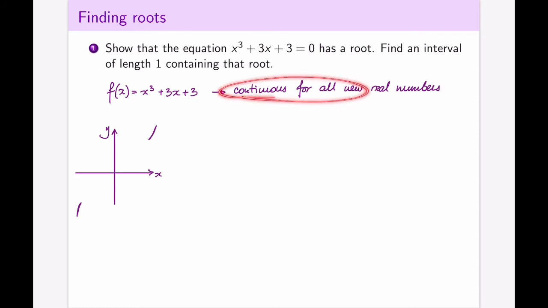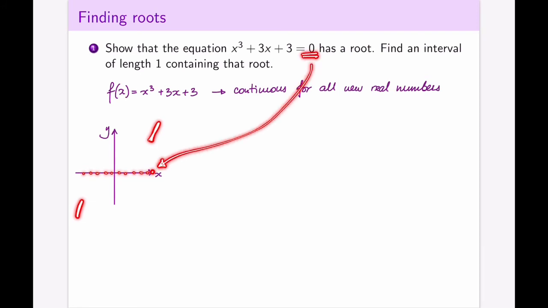It's continuous for all real numbers. It has to start down here and it has to end up here. So somewhere in the middle, it has to cross the x-axis. We don't know how many times. Maybe it's going to cross once, maybe twice, maybe however many times. But for certain, to get from this end to this end, it has to cross the x-axis somewhere. And that somewhere is exactly where our function is going to be equal to 0 and therefore produce a root.